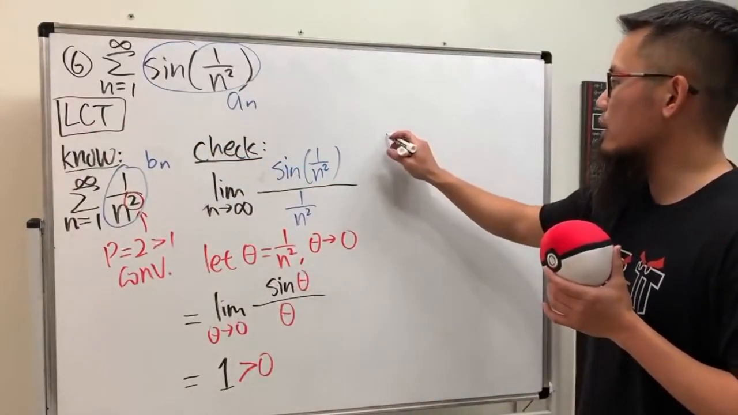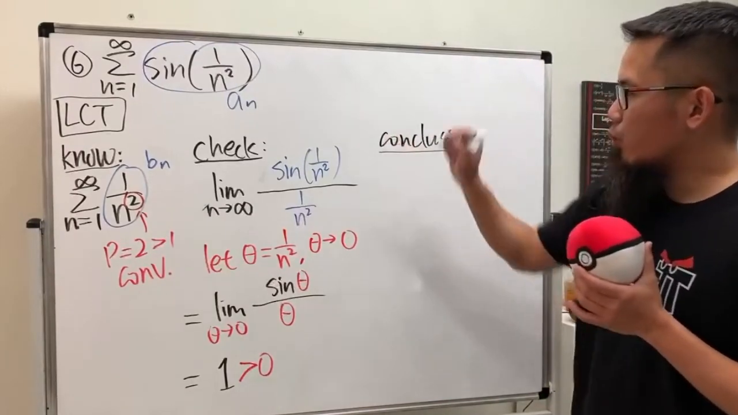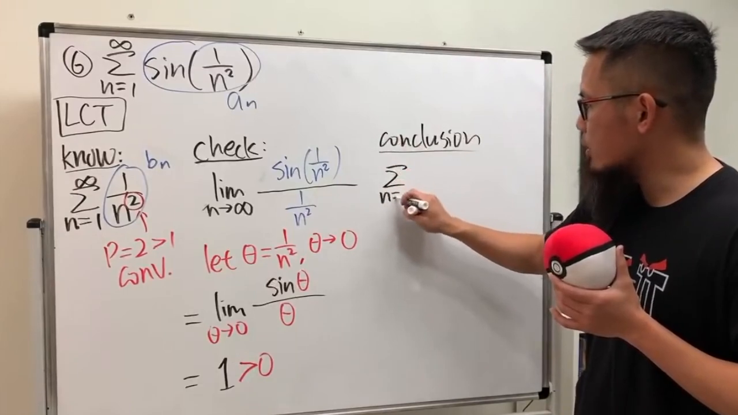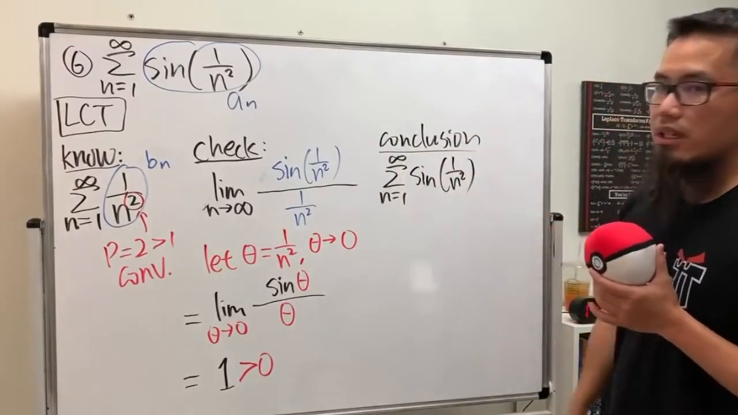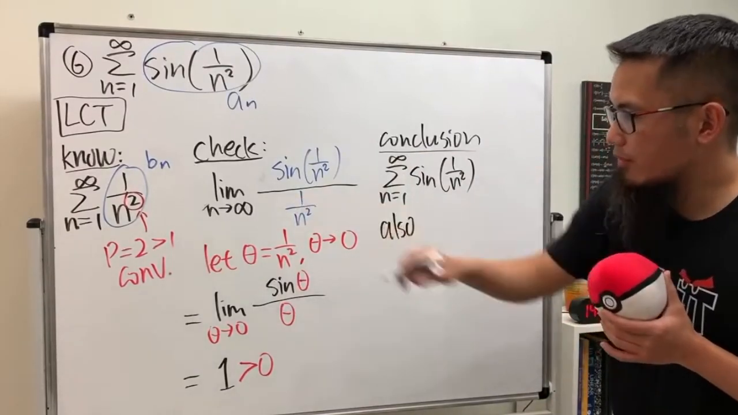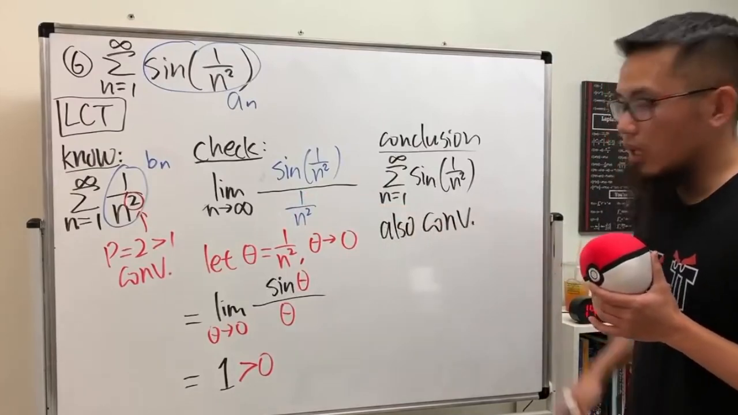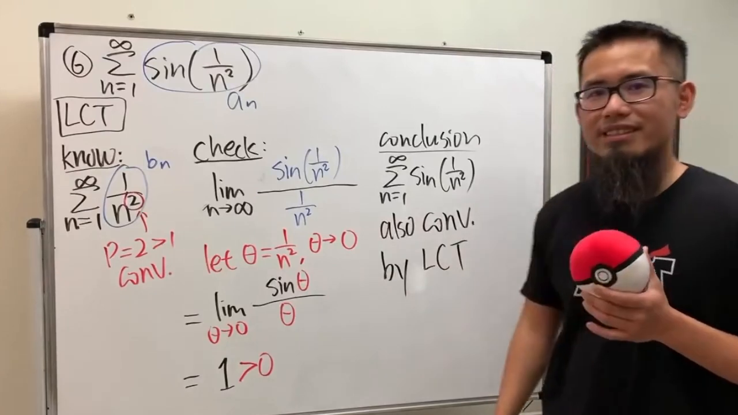Therefore, we can actually draw a conclusion. We can be really happy. Conclusion: the one that we are trying to do, the series as n goes from 1 to infinity of sine of 1 over n squared, also converges. How do we know? By the limit comparison test. That's it.